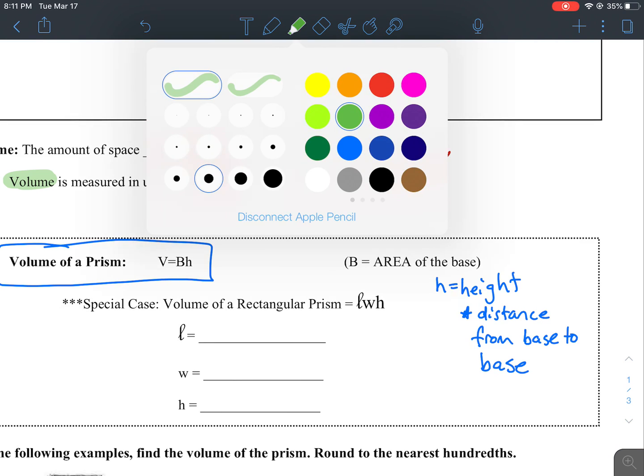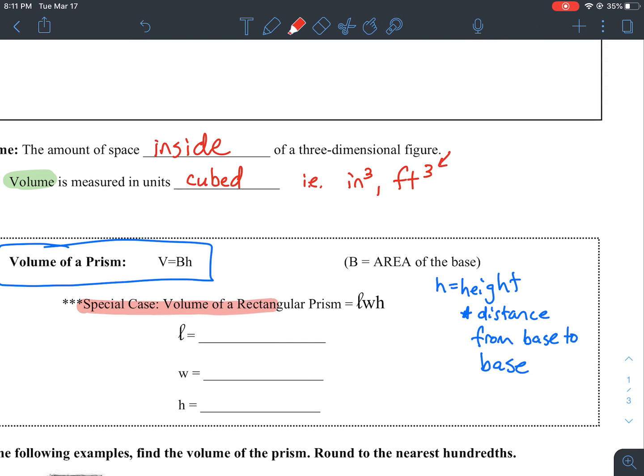Now, you can also see that there is a very special case in the event that we have a rectangular prism. This only works for rectangular prisms, so I'm going to make that stand out again. There's all types of prisms. We have pentagonal prisms, hexagonal prisms, trapezoidal prisms, you name it. This special case formula, LWH, only works for rectangular prisms. Okay? If it's not a rectangular prism, then we are using this B times H.